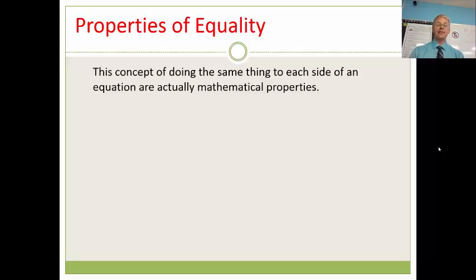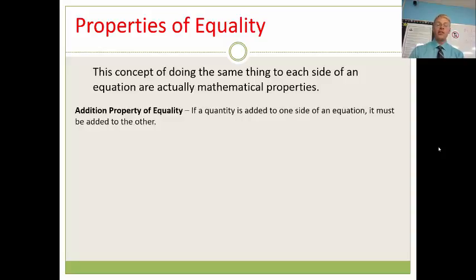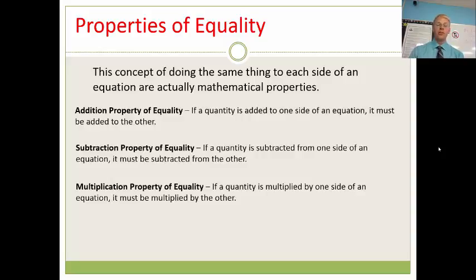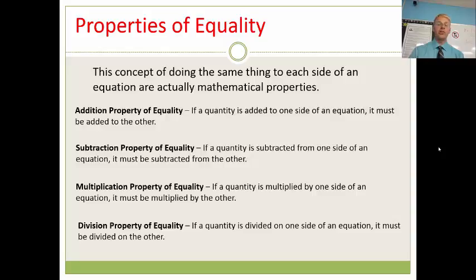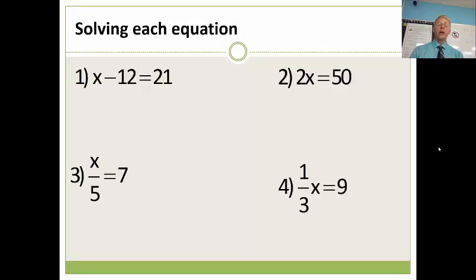The concept of this is that, like I just said, whatever we do to one side, we have to do to the other. We have the addition property, the subtraction, the multiplication, and the division, which is just essentially saying if you perform one of these operations on the left or on the right, you've got to do it to the other. Okay, so here are some 4 examples of single variable equations.